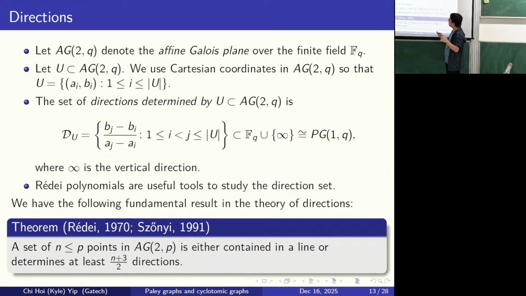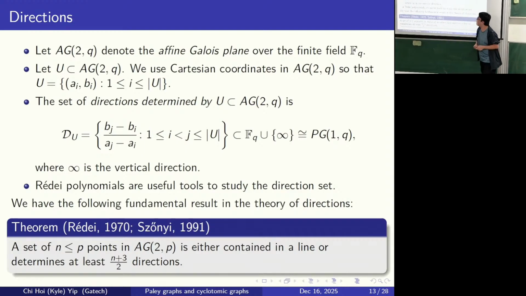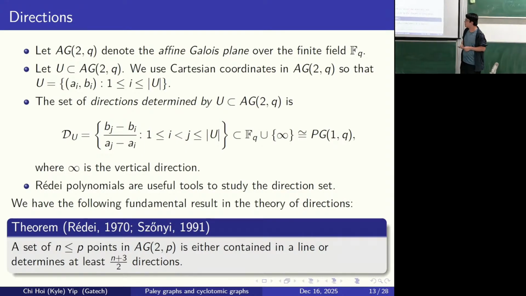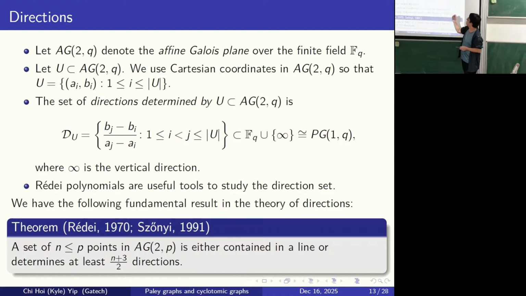So we have a plane. In our case, the plane is our finite field F_q, so it's just F_q times F_q. And we have some point set U, and we can use coordinates (a_i, b_i). Then the set of directions is precisely the set of slopes. You just consider the ratio (b_j minus b_i) divided by (a_j minus a_i). So this is a subset of F_q union infinity, because you could divide by 0, so that's the vertical direction. You can also think about this as the projective line if you prefer.